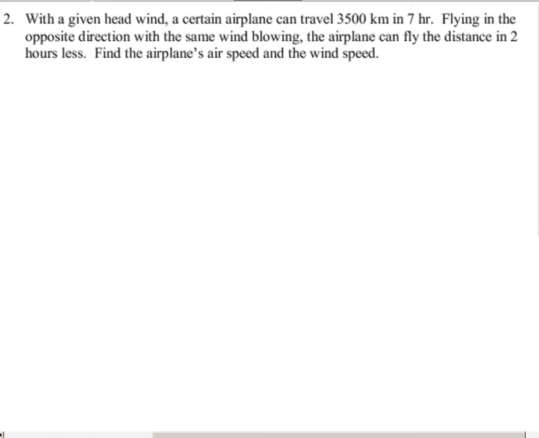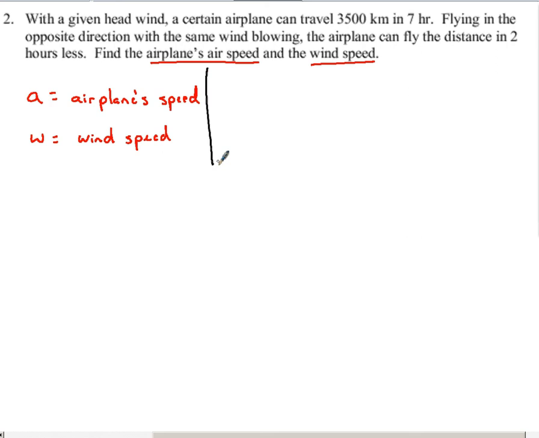Okay, so it's asking us to find two things, the airplane's airspeed and the wind speed. It would make sense to designate variables around those two ideas. So we could let A equal the airplane's speed, understanding it's the airspeed. And if we want to be a little more specific here, W equal the wind speed. So define a couple of variables. Now, using those variables, let's set up a couple of equations to set up ultimately our system.